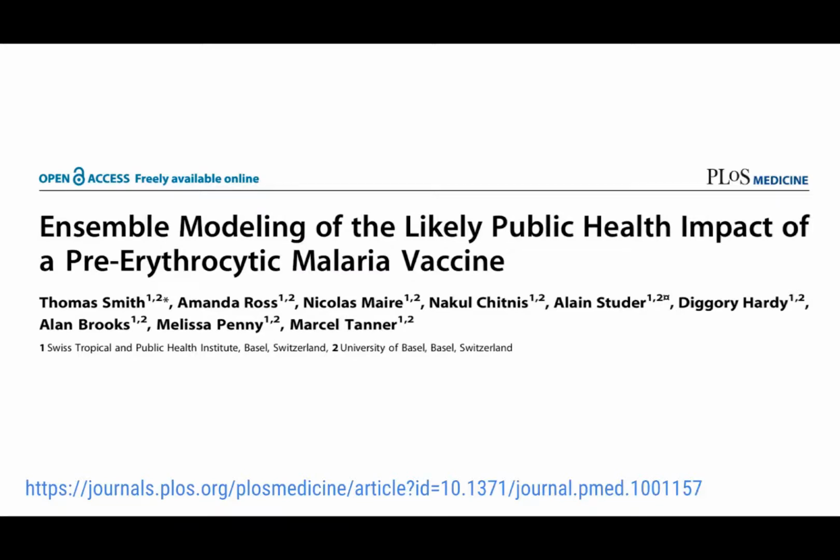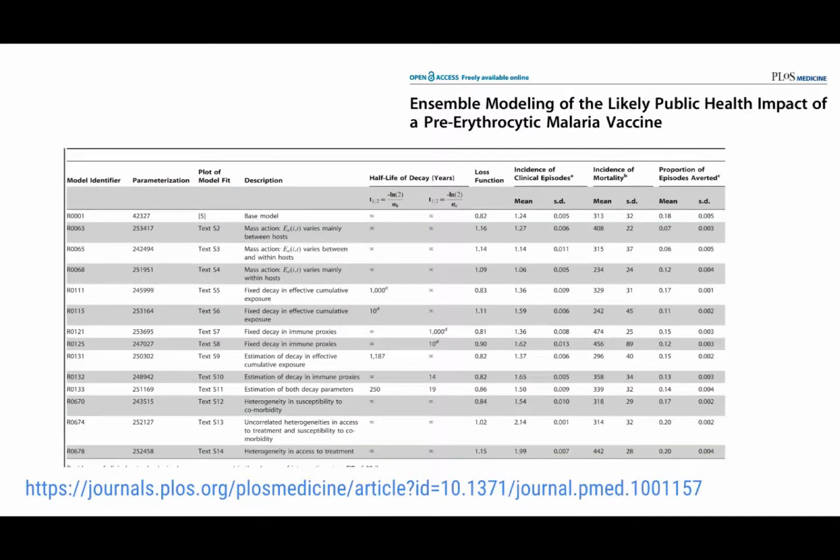So here's an example of that application in the medical literature. This is ensemble modeling of the public health impact of a malaria vaccine. And the idea here is that they combine 14 different prediction methods for the public health impact of this vaccine. For each of these different prediction methods, they have different characteristics and different parameters, and they combine all of those predictions together to get one final prediction of the impact of the vaccine.